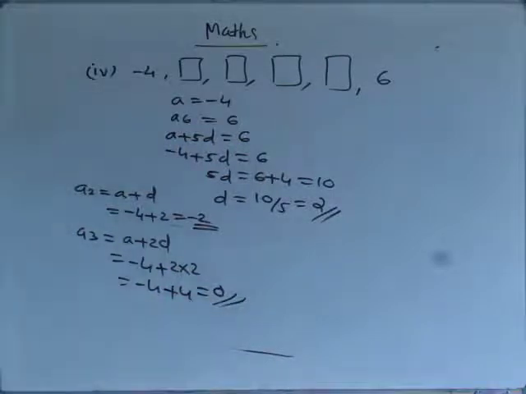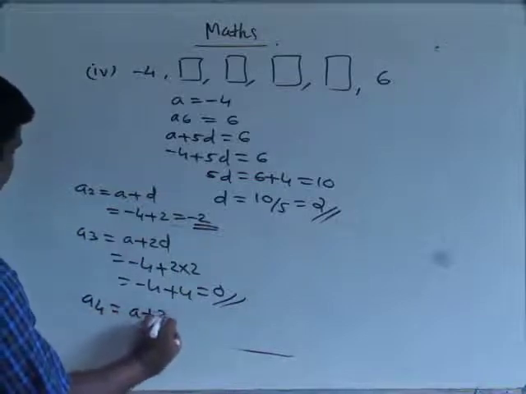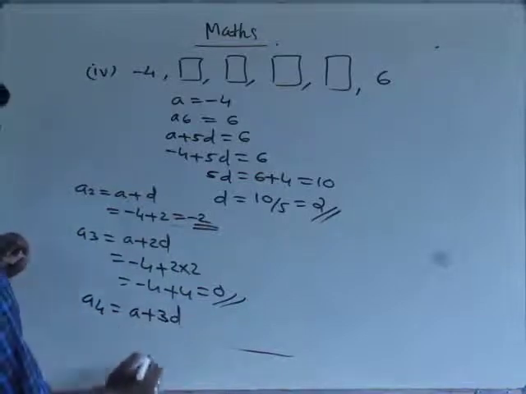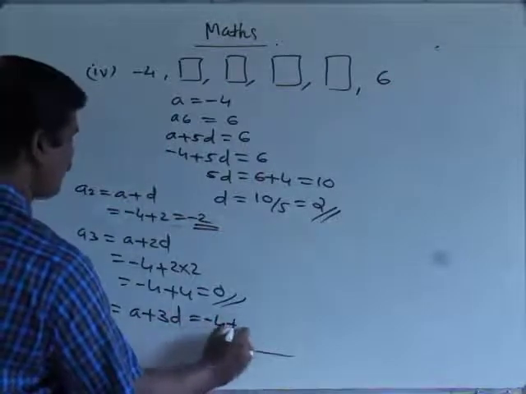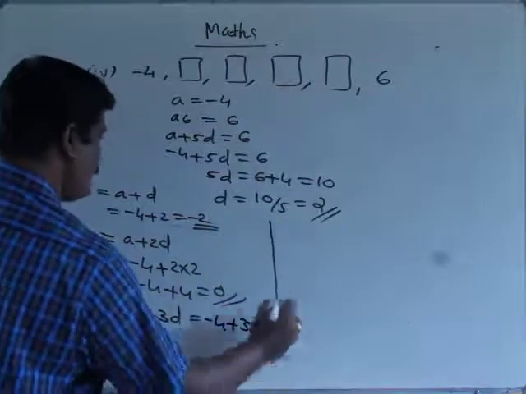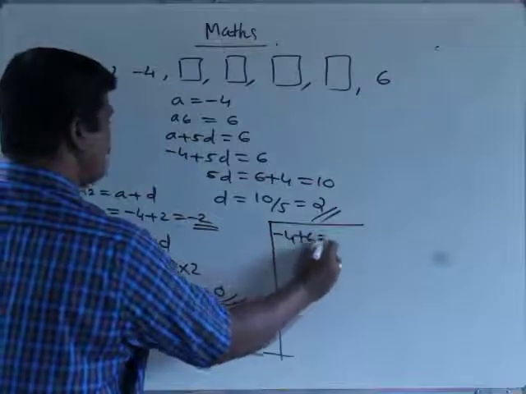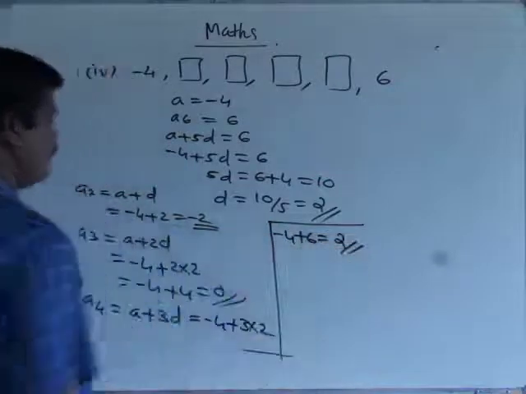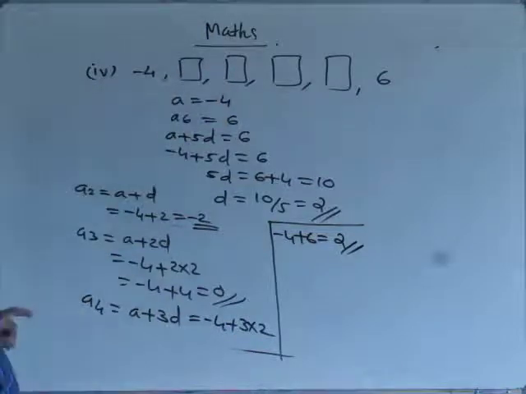So next find out the fourth term a4. A4 is a plus 3d. So here a plus 3d, that is a minus 4 plus 3 into d, d is 2. That is equal to minus 4 plus 6. That is equal to 2, the answer. That is the fourth term. Second term, third term, fourth term. Next, the fifth term.